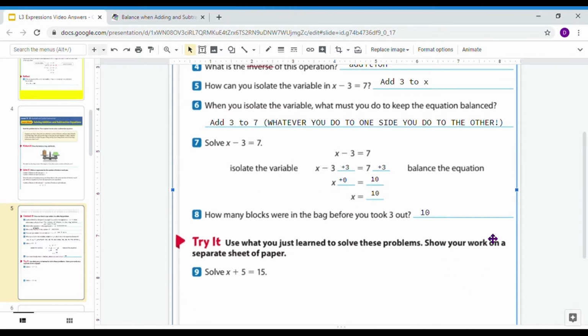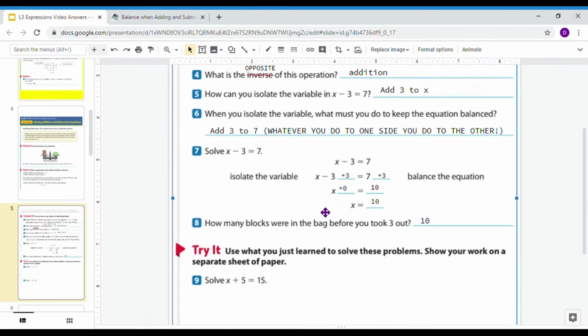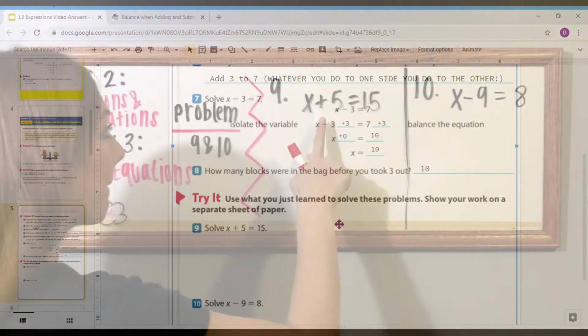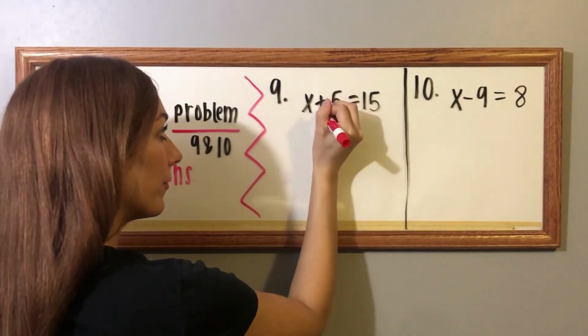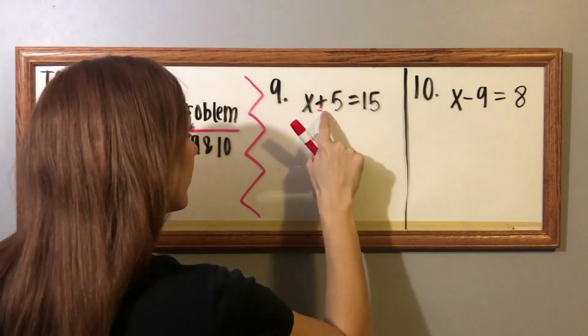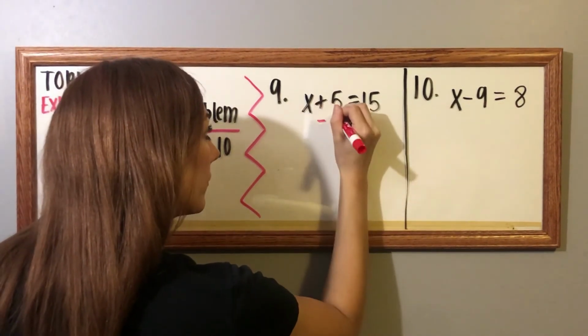So now we're going to do this try it. I'm going to go to the dry erase board here for numbers 9 and 10. And this says solve for x plus 5 equals 15. And so I have the operation that is addition. So in my head, I need to think of the inverse or the opposite. So I'm going to subtract 5 from the x.